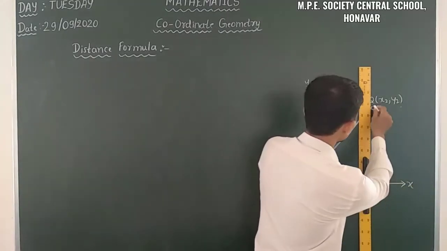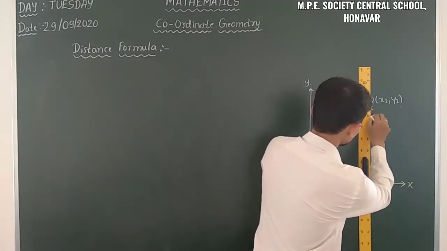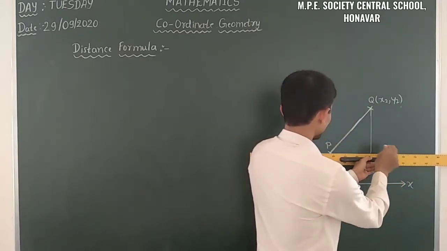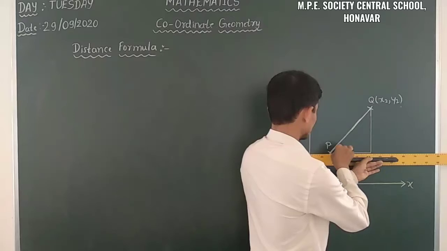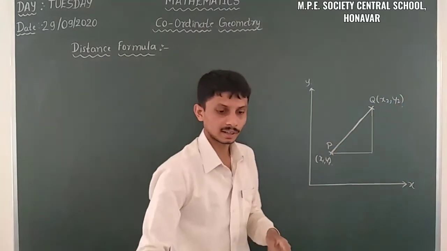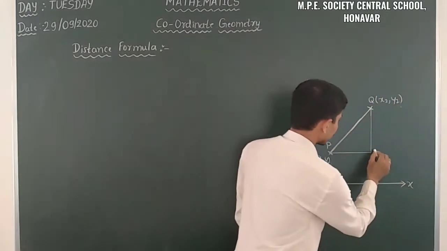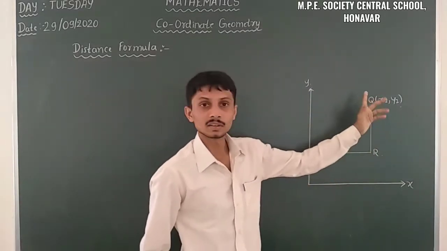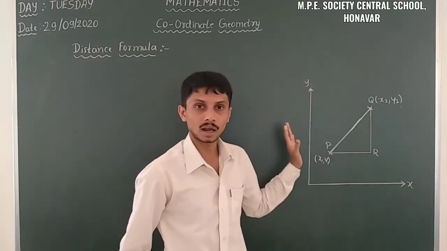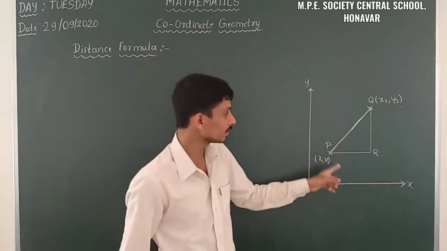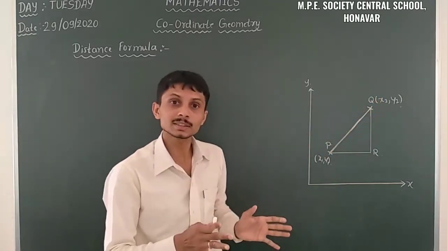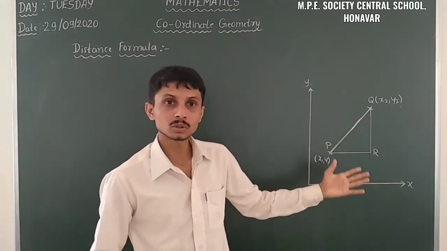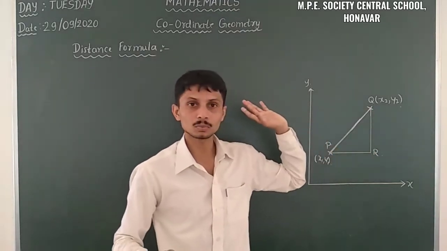It's a right angle triangle. I will make this a right angle triangle here. Yes, this is a right angle triangle. I will take this point as R. Here we constructed PQR, a right angle triangle, in which PQ is the distance between those 2 points in the coordinate plane. So we have to find the value of PQ.